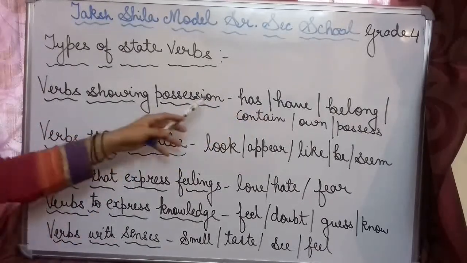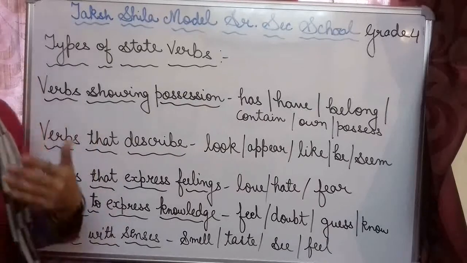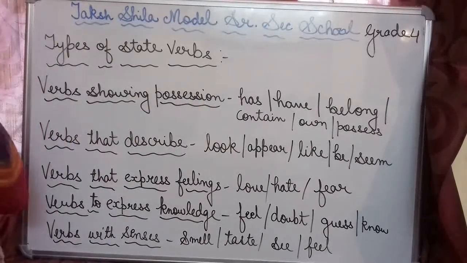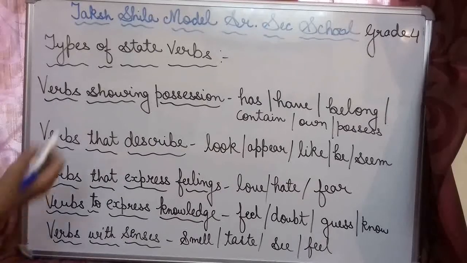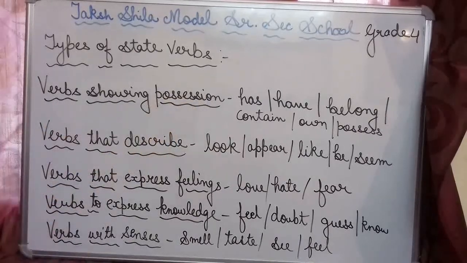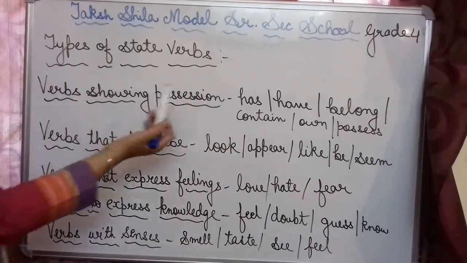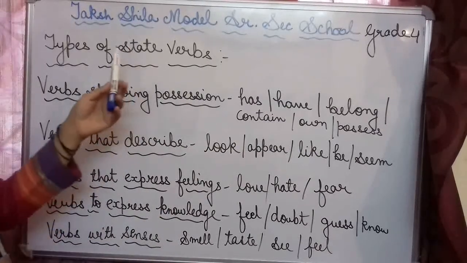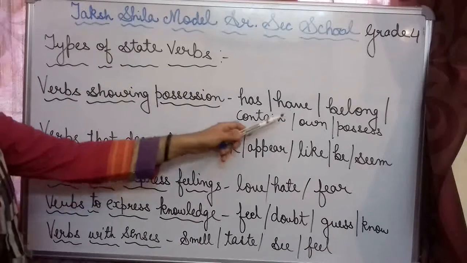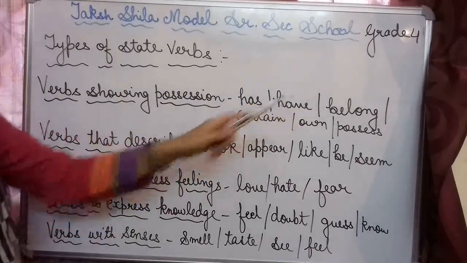So it shows possession, कि something is belonging to me, like I have my own suitcase, right? She has her own bag, right? This cat belongs to me. So this shows possession, right? So जो verbs possession show करते हैं, that is also part of the state verbs. Has, have, belong, contain, own, possesses.